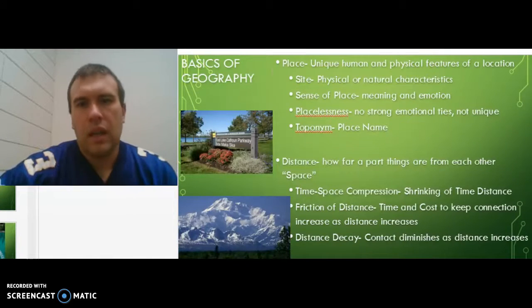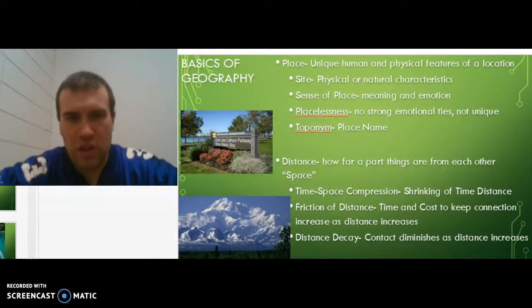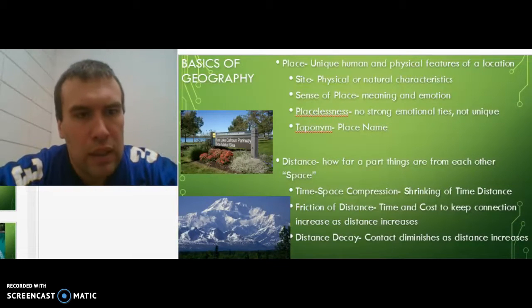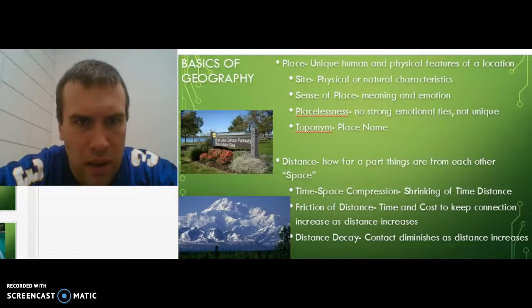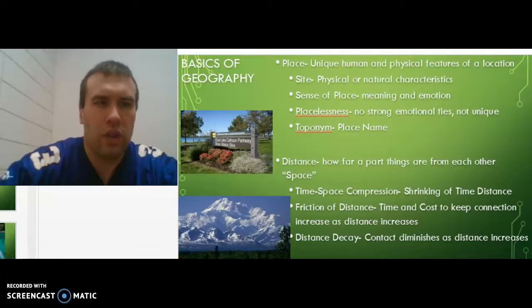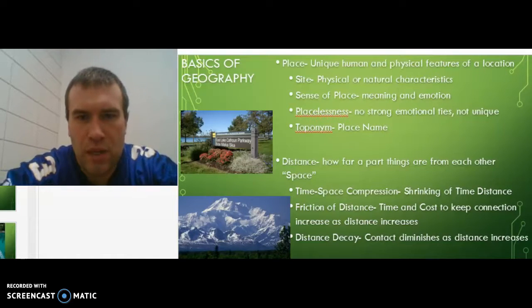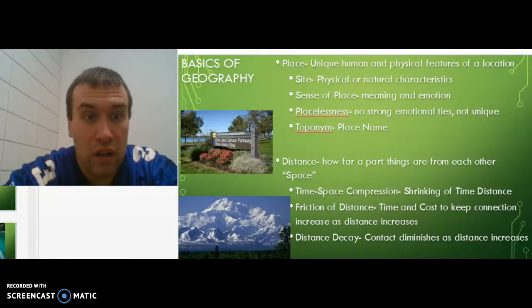All right, next one. Distance, how far things are apart from each other, the space between them. Miles, kilometers, things like that, but that's not the important stuff. The three definitions down there are the main things that we are going to discuss here. Okay, first one is time-space compression. Also could be given to you as space-time compression or time-space convergence or space-time convergence. All mean the same thing. I'll try to use time-space compression whenever I can.